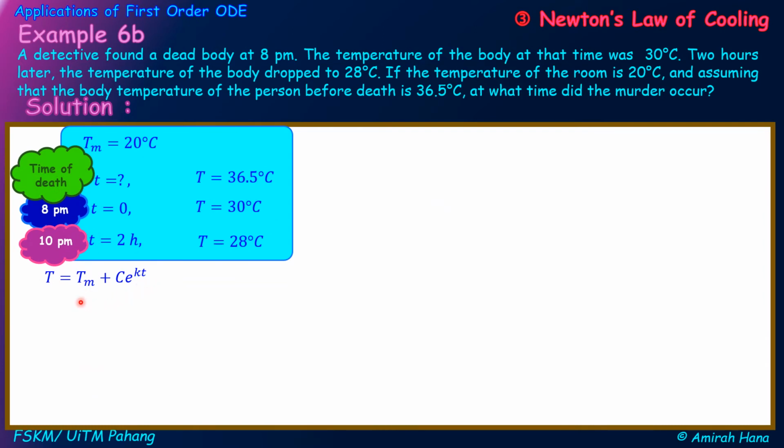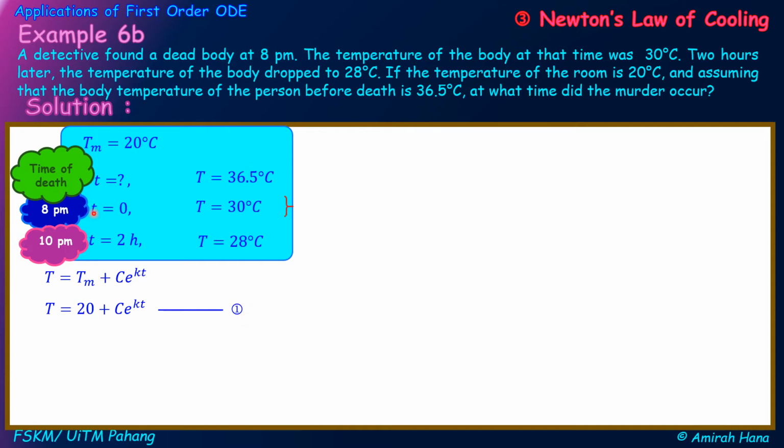From the previous slide, we get T equals Tm plus C e to the power of Kt. After that, we can write T equals 20 plus C e to the power of Kt. We replace Tm equals 20 degrees Celsius here, so we get this. After that, we can name it equation 1.